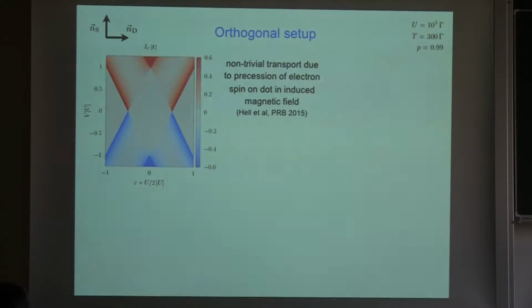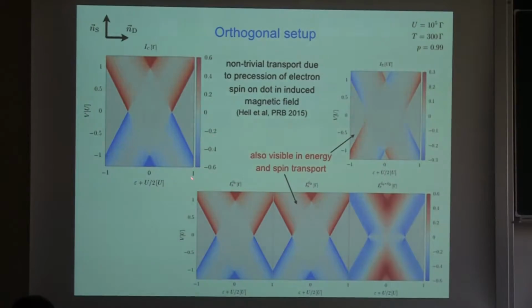The most interesting setup, I think, is if you have an orthogonal setup where the source and the drain vectors point in orthogonal directions. And in that case, one finds that there is non-trivial transport due to the precession of the spin on the dot in this induced magnetic field I just showed you.